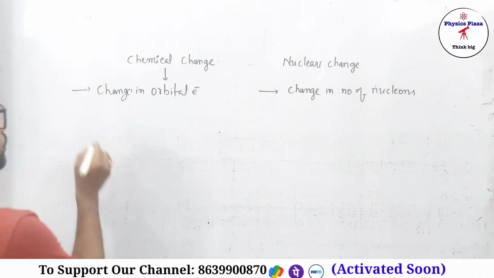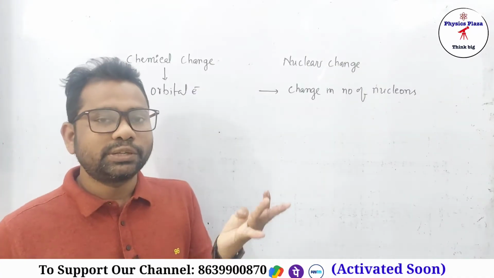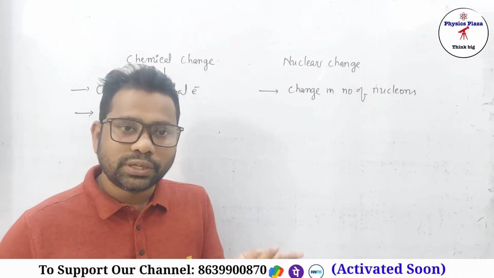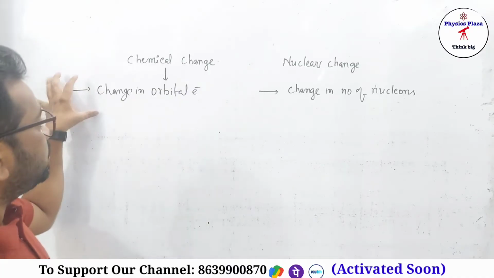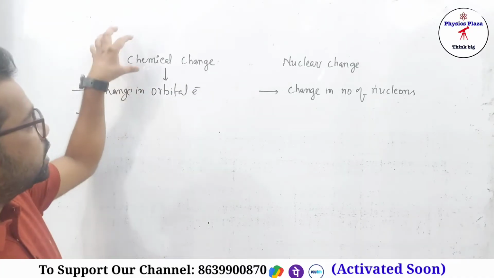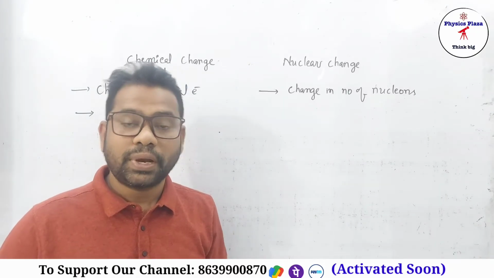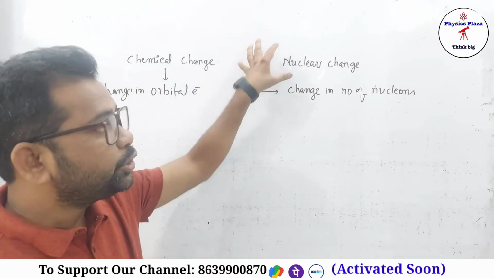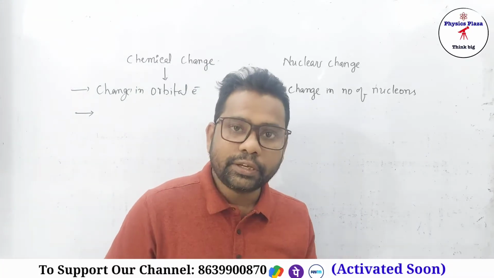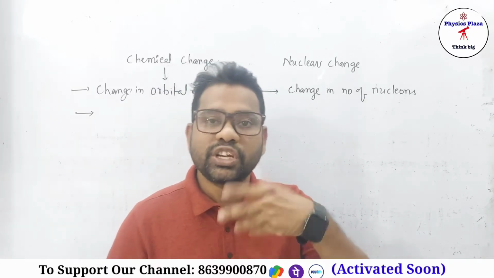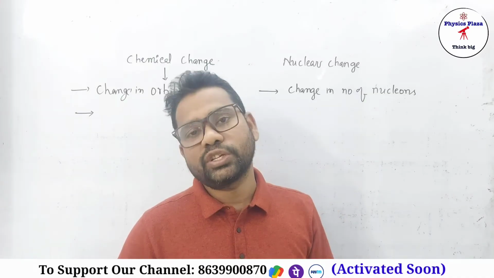In a chemical change, there is an impact of pressure, temperature, oxidation, reduction, and heating effects. All these things will change the number of orbital electrons, so chemical change depends on all these physical and chemical conditions. But nuclear change does not depend on whether you heat it, raise the temperature, change the pressure, or whether it undergoes oxidation or reduction. Nothing changes.